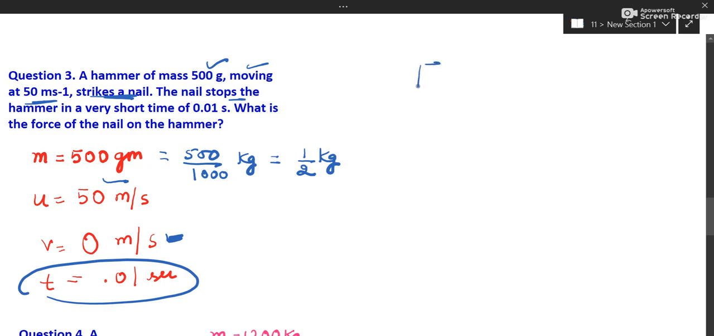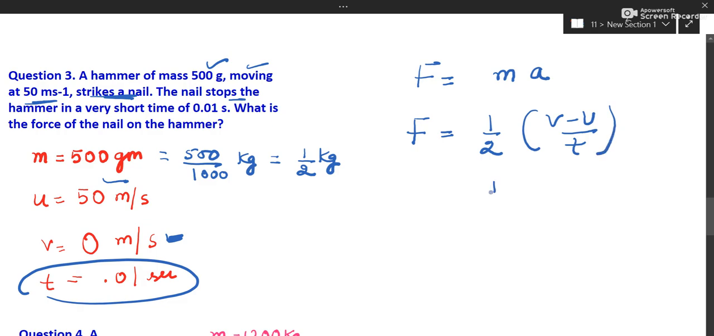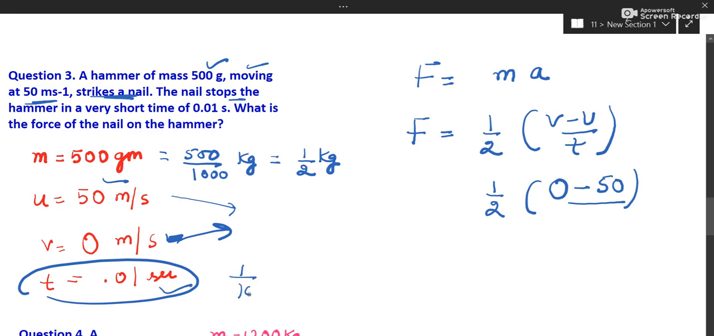So force is simple. Force is ma according to Newton's second law. It's not second equation, it's law. So force, mass is given as half kg. Acceleration can be written as v minus u by t. So it's half. Let us substitute v. It's 0, and this is 50. So 50 by time is 0.01, that is 1 by 100. So we'll write 1 here and 100 up.